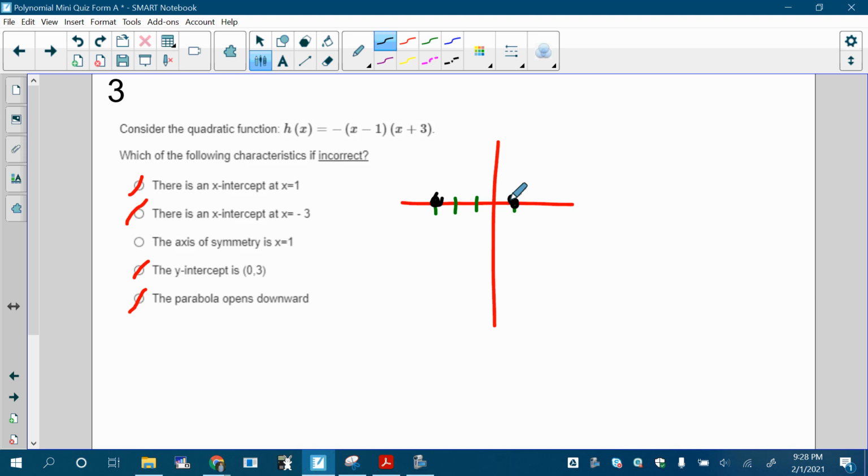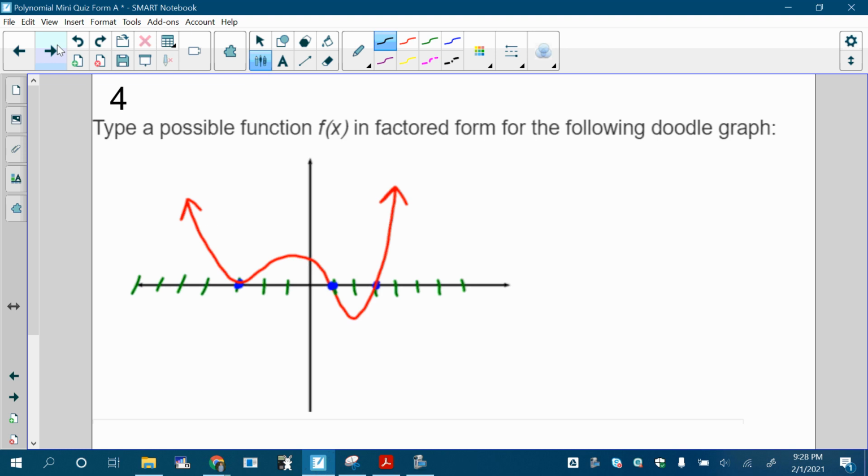The axis of symmetry is right in between the two x-intercepts for a parabola. So it would be at negative 1, not positive 1. So this is the incorrect statement there. That's my answer.